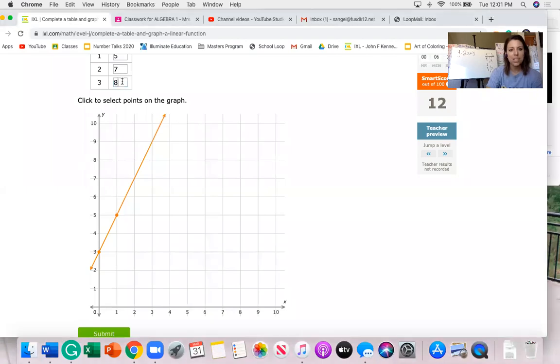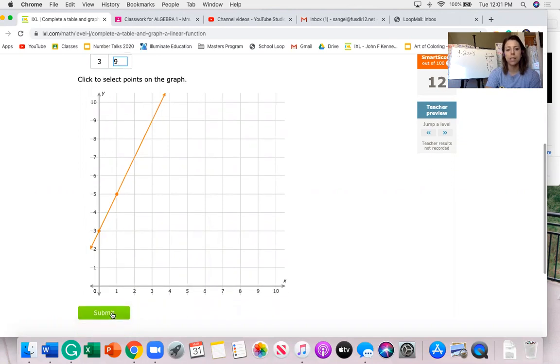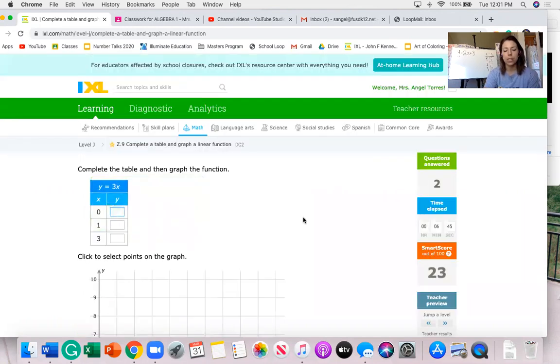Let's change this to 9. So now when I check, is 3, 9 on my line? Yes, it is. So it is so important to check all of your points. Just because it only takes 2 points to make a line doesn't mean that you shouldn't check the other points. Click submit, and we're good to go.